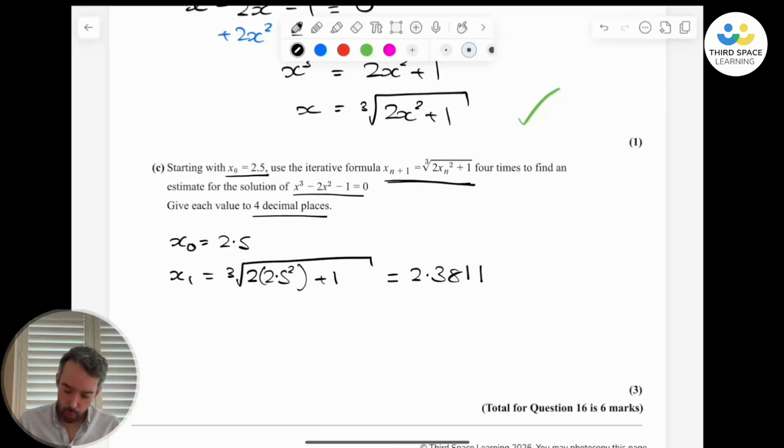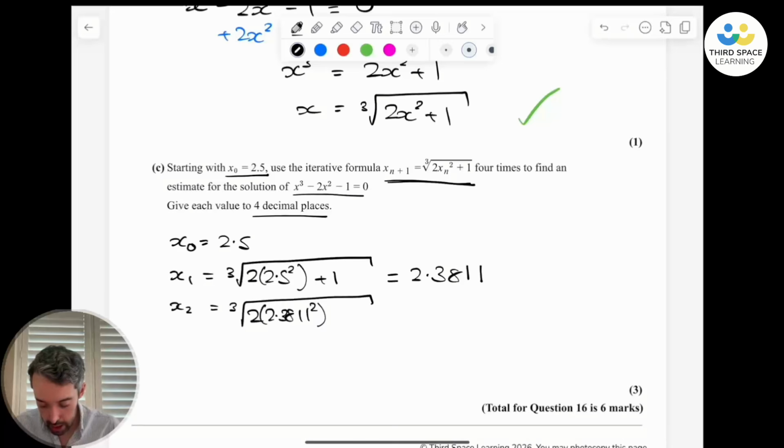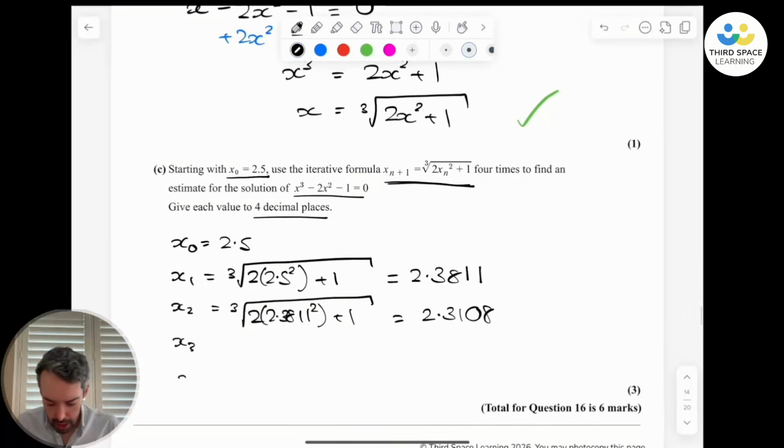Now, we need to do x2. So we can do this again. We can do the cube root of 2 lots of the previous x value, which is 2.3811 squared, plus 1. And we're going to get 2.3108. Lovely. Now, I need to do this 4 times, so I don't know about you, but I'm getting a bit tired here. There's a lot of fiddly things going on. So this will get you the answer. You can keep on doing this, x3, x4 is what I'm after. But let me show you an even better way.